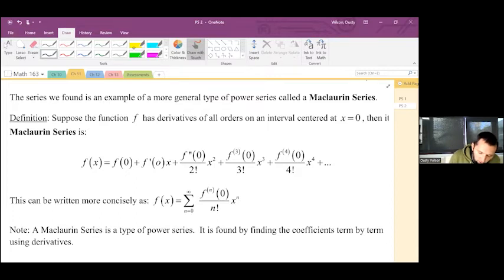So what I want you to notice here is that the derivative number matches the factorial, and that all of these are being evaluated at 0.